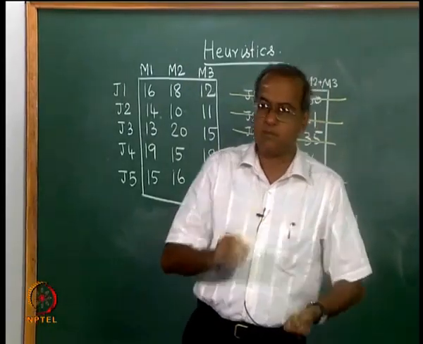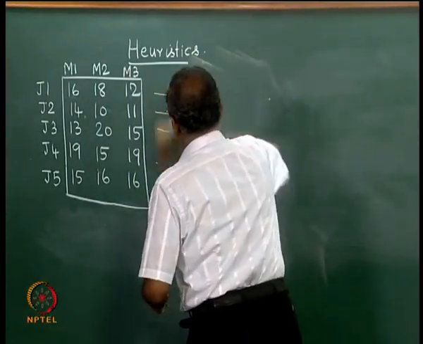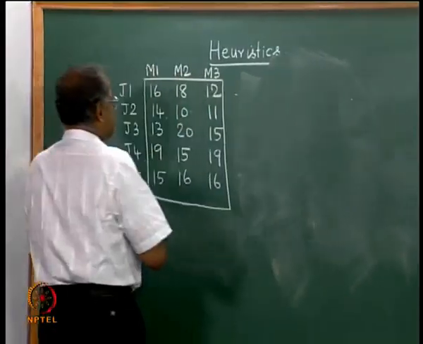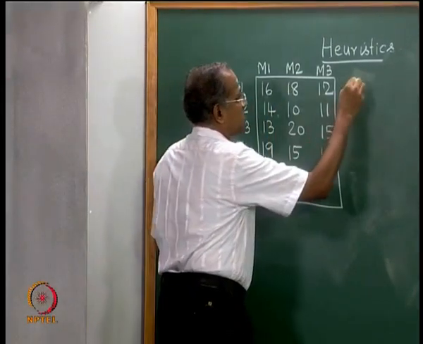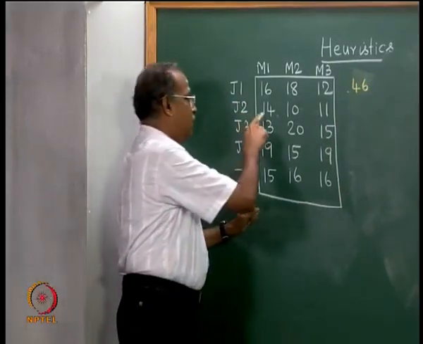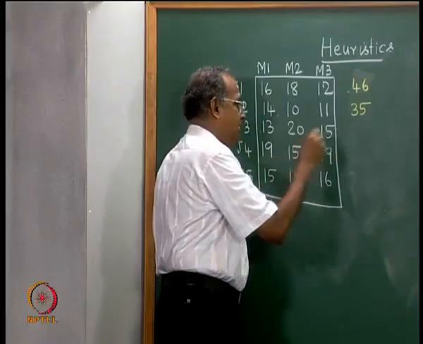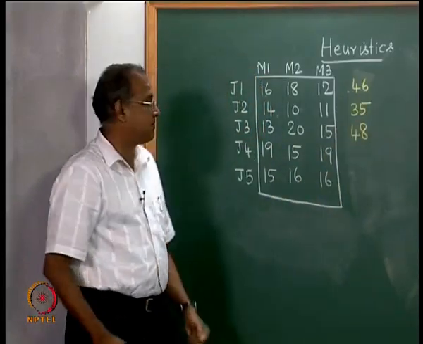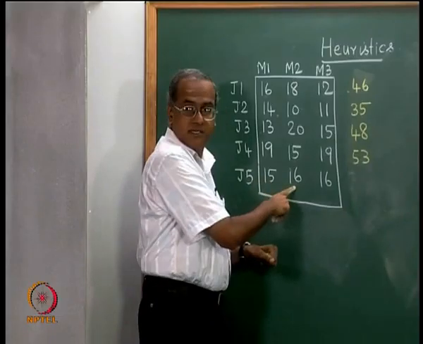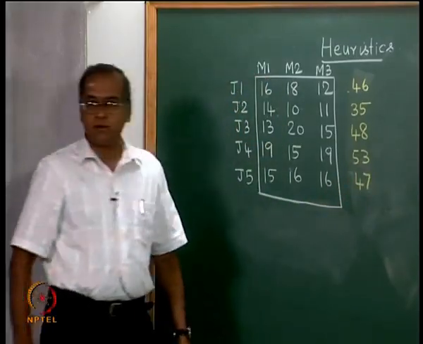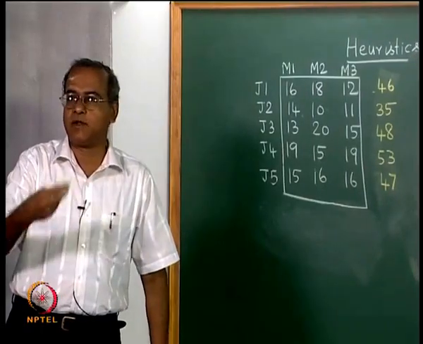Now, we look at one more heuristic very quickly, and what we do here is let us find out the sum of processing times of each of the jobs. So, 16 plus 18, 34 plus 12, 46, 14 plus 10, 24 plus 11, 35, 13 plus 20, 33 plus 15, 48, 19 plus 15, 34 plus 19, 53, 15 plus 16, 31 plus 16, 47. So, now we arrange the jobs in decreasing order of the total processing time.